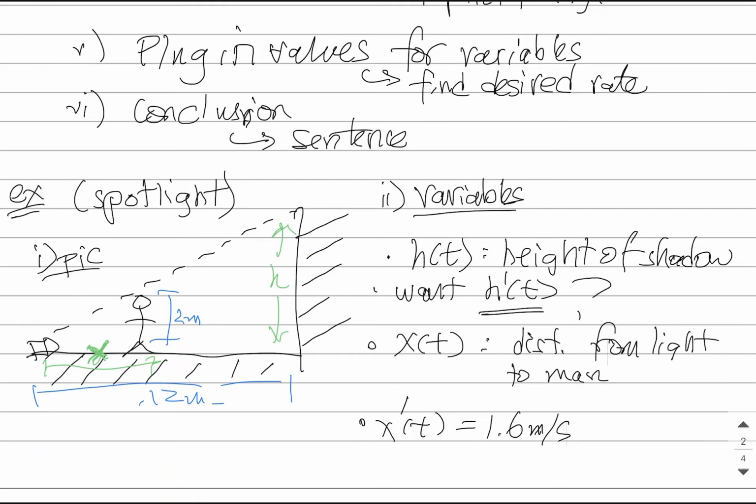If we were to have picked the distance from the man to the wall as x, then this x prime would not be a positive number. It would be a negative number. And that negative would represent that the distance between the man and the wall is getting smaller. But we don't have that. We have the distance between the light and the man, and that distance is getting bigger. So it makes sense that the derivative is positive.